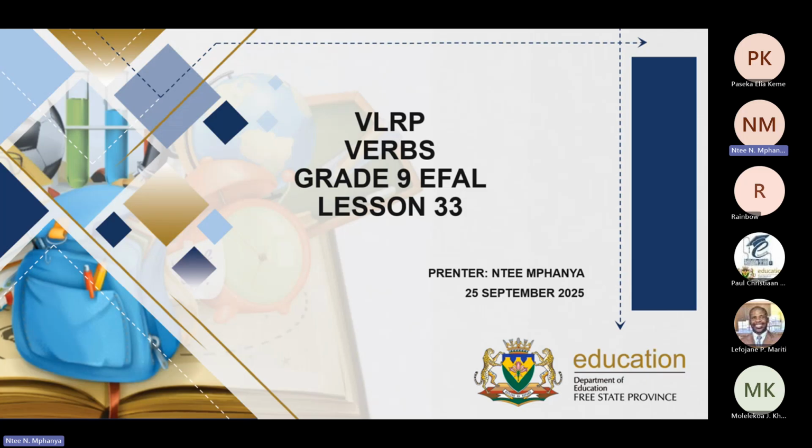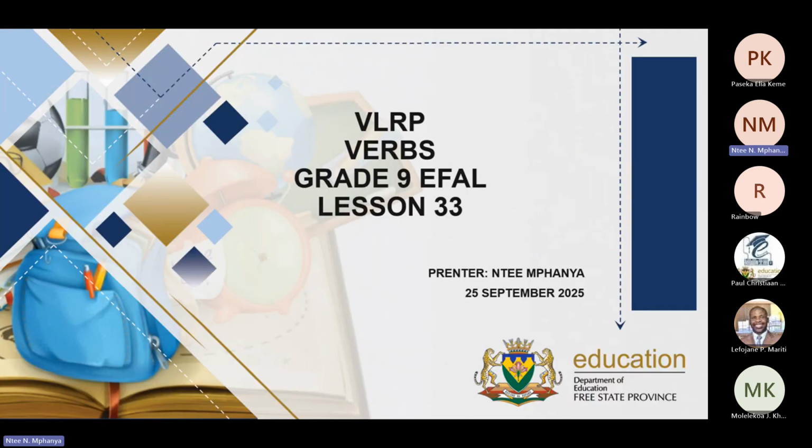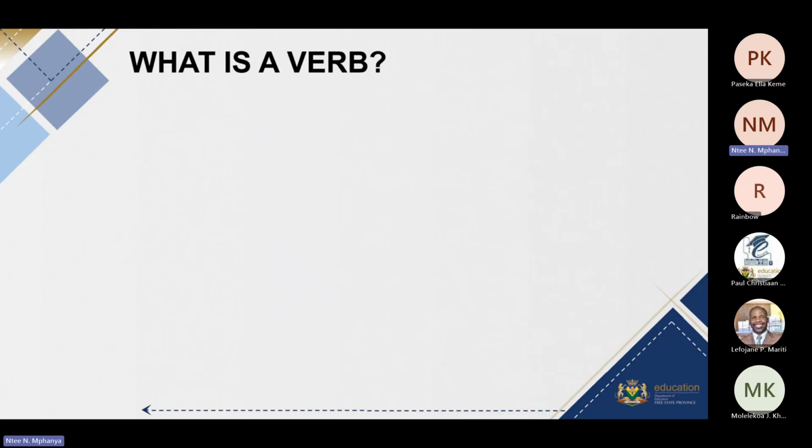Today's lesson is for grade 9 and it's lesson number 33. We are going to tackle verbs, but we are not going to look at all the different verbs that we have, but on how to identify them in a sentence. Remember, it is very important that you are able to identify them as part of speech if a question comes up on that skill. So today we are going to look at how we can identify them.